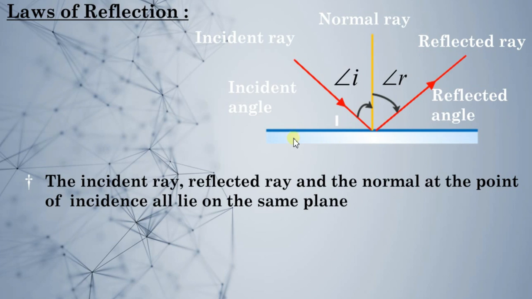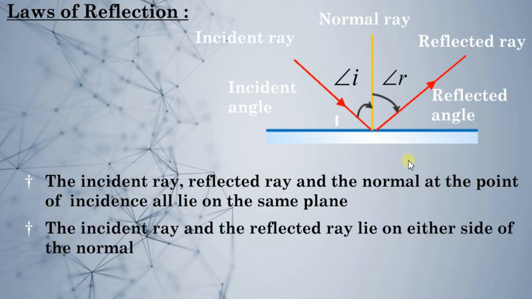Look at the pointer. This is one surface, and the top one is one more surface. The incident ray, the normal, and the reflected ray are on the same plane. They are not on the other side, they are not towards us, they are on the opposite side of us. So all of them are lying on the same plane. The incident ray, the reflected ray, and the normal all lie on the same plane. That's the first law. Coming to the second law, this is not there in your textbook.